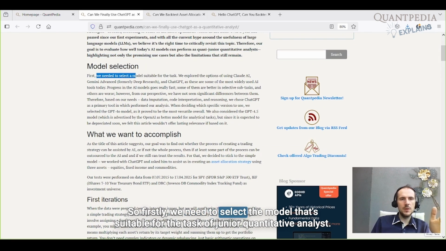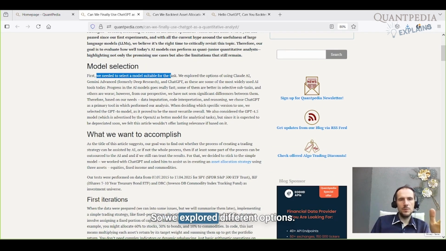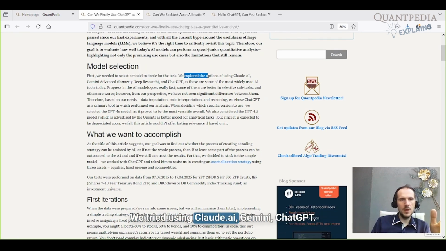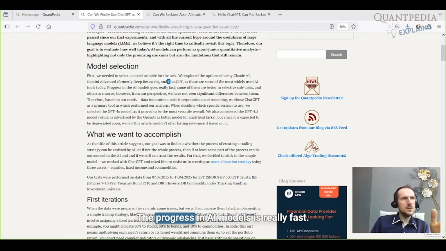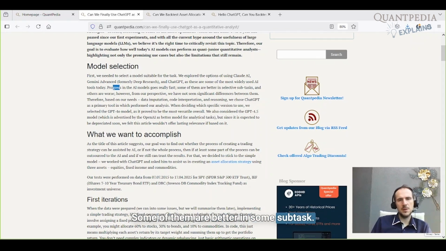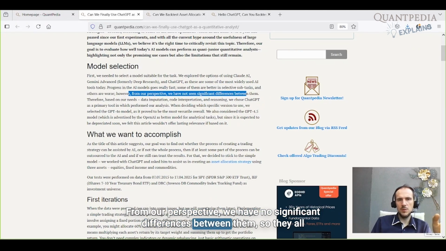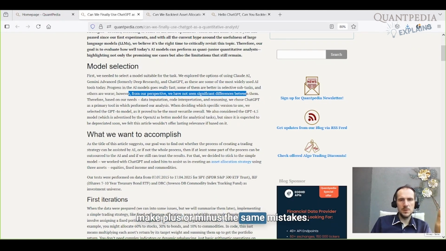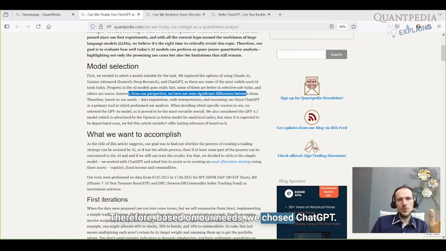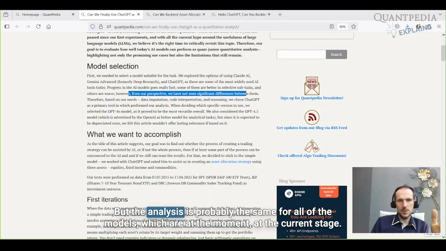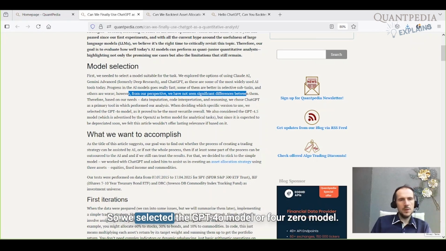Firstly, we need to select the model that's suitable for the task of a junior quantitative analyst. So we explored different options. We tried using Claude AI, Gemini, ChatGPT. The progress in AI models is really fast. Some of them are better in some subtasks, others are better in another one. From our perspective, there are no significant differences between them, so they all make plus or minus the same mistakes. Therefore, based on our needs, we chose ChatGPT. But the analysis is probably the same for all of the models which are at the current stage. So we selected the GPT-4o model.